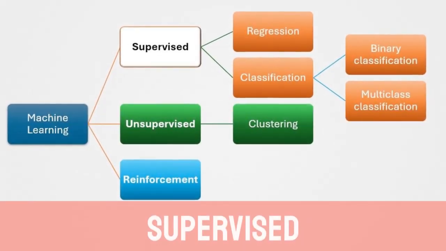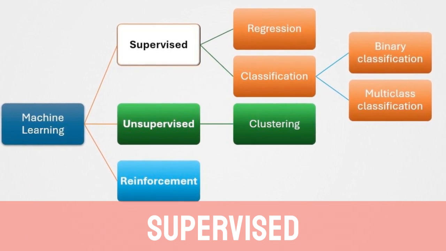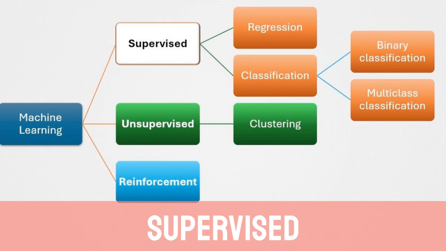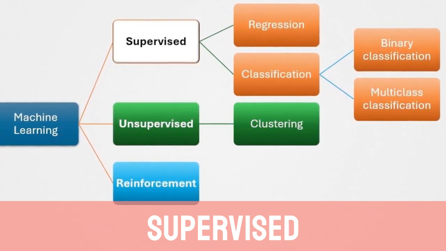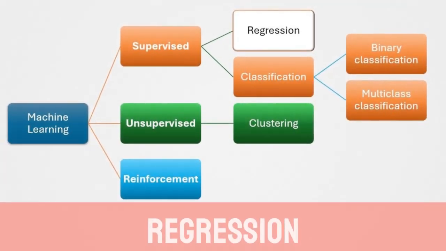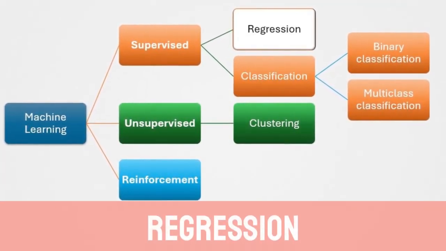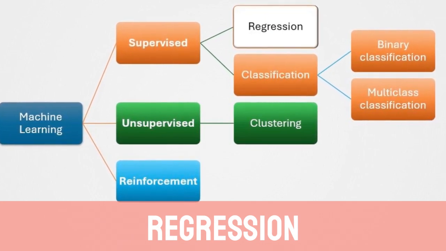Supervised machine learning is the most common type of machine learning, and it's all about learning from a labeled dataset. A labeled dataset is one where all the data has the correct answers, also known as the ground truth. There are two main types: classification, which predicts categorical outputs, and regression, which predicts continuous numerical values.